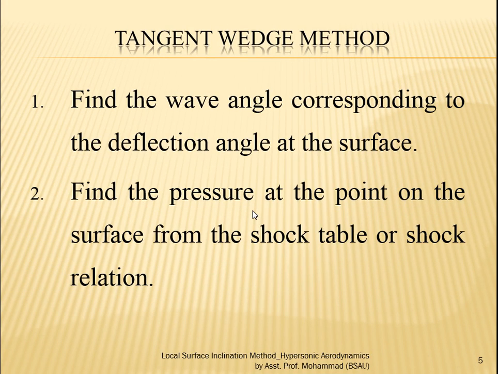One method we have already studied, the Newtonian flow method or Newtonian sine squared law method. Now with the second, the tangent wedge method, the moment we get the deflection angle, the first thing we do is create an imaginary wedge of the same semi angle, and this becomes the deflection angle. Once you know the deflection angle, we find the wave angle corresponding to the deflection angle of the surface. So we have the wave angle now, and we have the deflection theta available. So theta and beta are both available for us. Now with theta and beta, from the shock table or the shock relations, we can find the pressure.